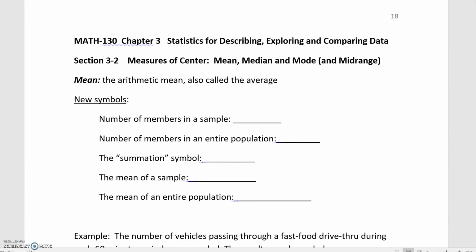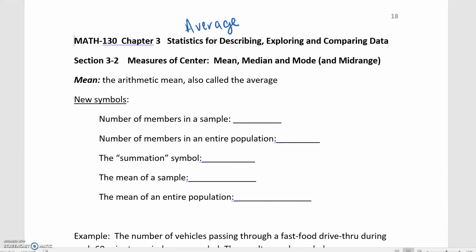Okay, in this video we're going to talk about what are called measures of center. So if we have a data set, we often want to know what the middle of that data set is, or what the average is. In each of these we're going to talk about how to find them, and we'll even learn how to use our calculator to find them.